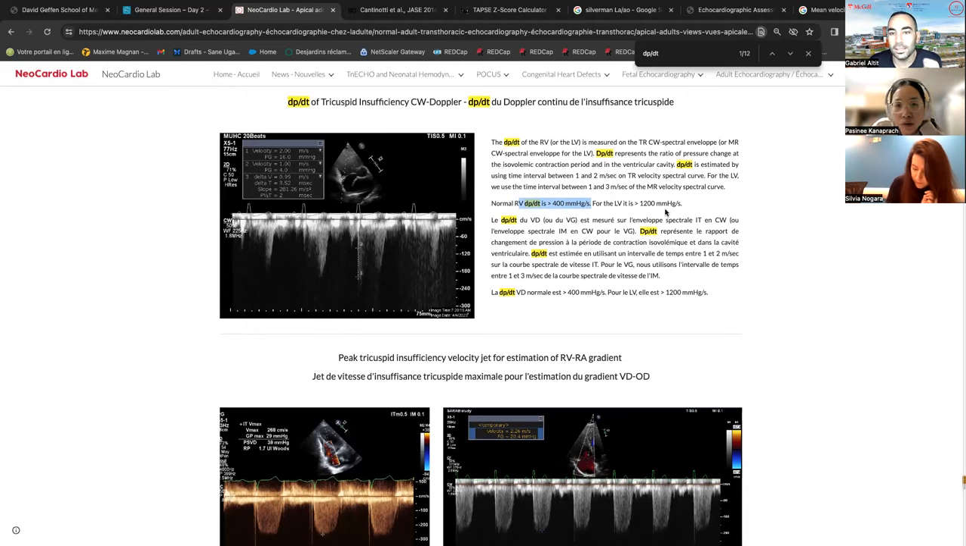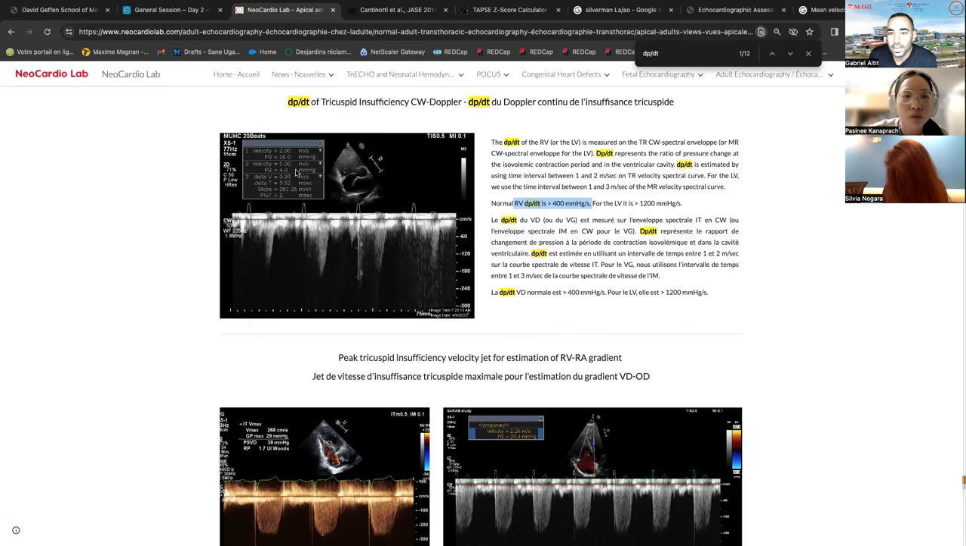So when you're calculating the dP/dt of the RV, most have used the value going from 1 to 2 meters per second, and then you get the duration; the delta time here is like 3.52 milliseconds. Do you see what I mean? The difference with the LV is that you go from 1 to 3 meters per second, while the RV is from 1 to 2 meters per second. A normal dP/dt of an RV is supposed to be above 100 millimeters of mercury per second, and a normal dP/dt of an LV is supposed to be above 1,200.